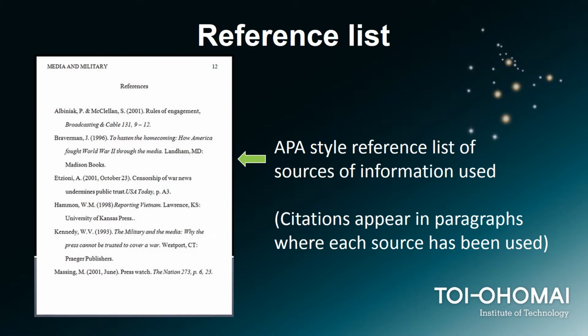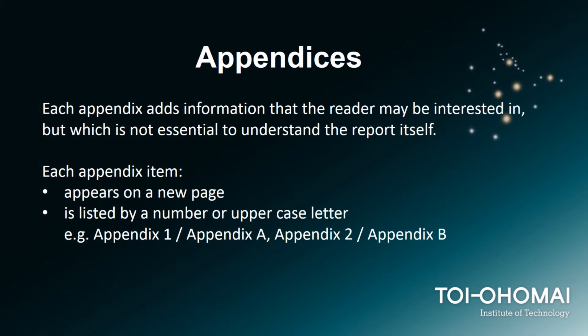The reference section lists information sources used in the report. References and citations acknowledge these sources and help the reader to personally explore the source material if they wish. At Toyoho Mai, we use APA-style referencing. Appendices contain additional information which may be useful to the reader, but which is not essential to understand the report itself.